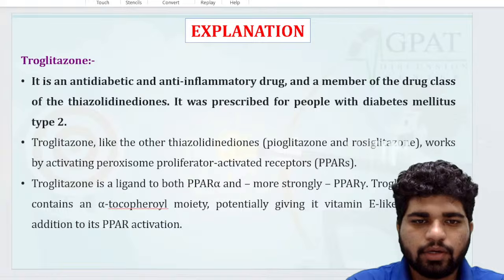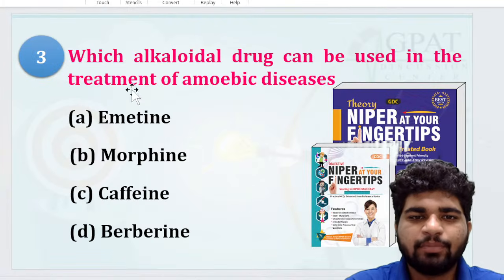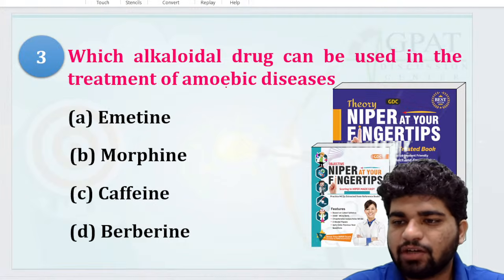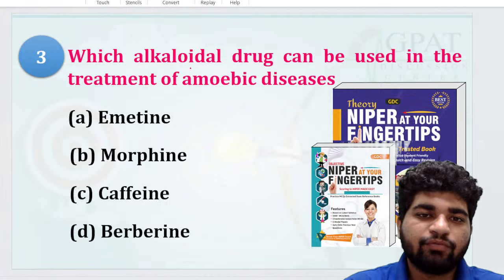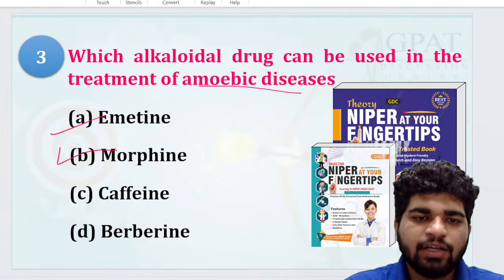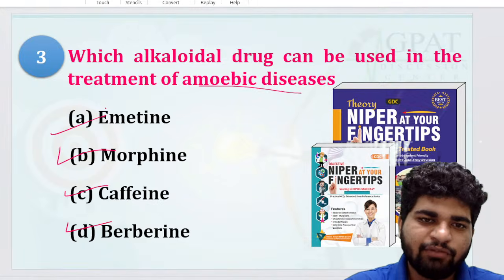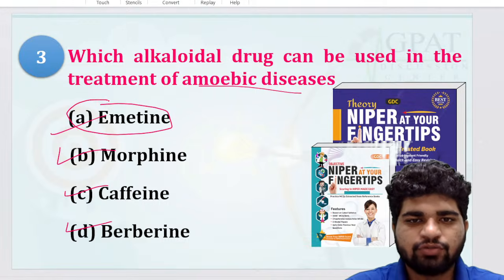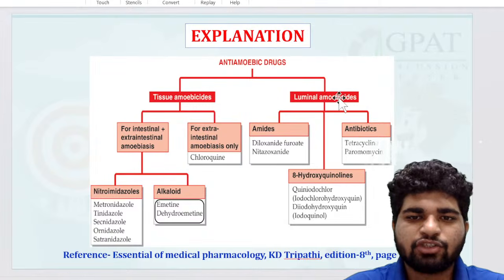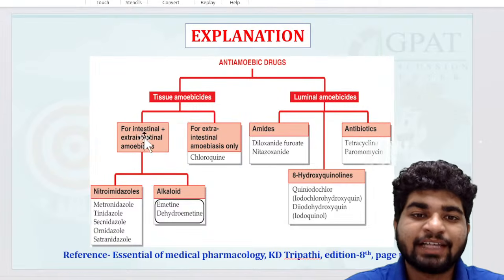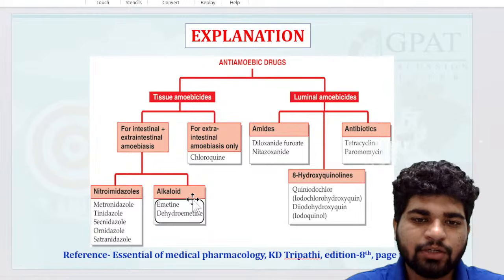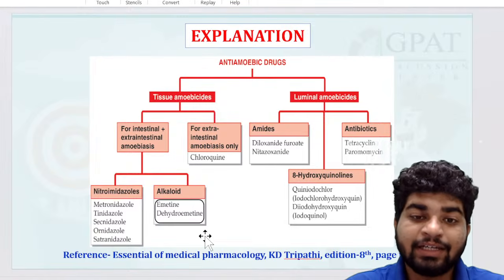Now, which alkaloid can be used in the treatment of amoebic disease, guys? Amoebic disease, Entamoeba histolytica, exactly, Dikshita. Very nice. So which alkaloidal drug can be used in the treatment of amoebic disease? Is it your emetine, morphine, caffeine, or berberine? Obviously, it would be your emetine only, which is very much useful in amoebic diseases. Tissue amoebicides, luminal amoebicides. Here you can see intestinal plus extra-intestinal. Extra-intestinal means in the liver. For that we have the alkaloids emetine as well as dehydroemetine.